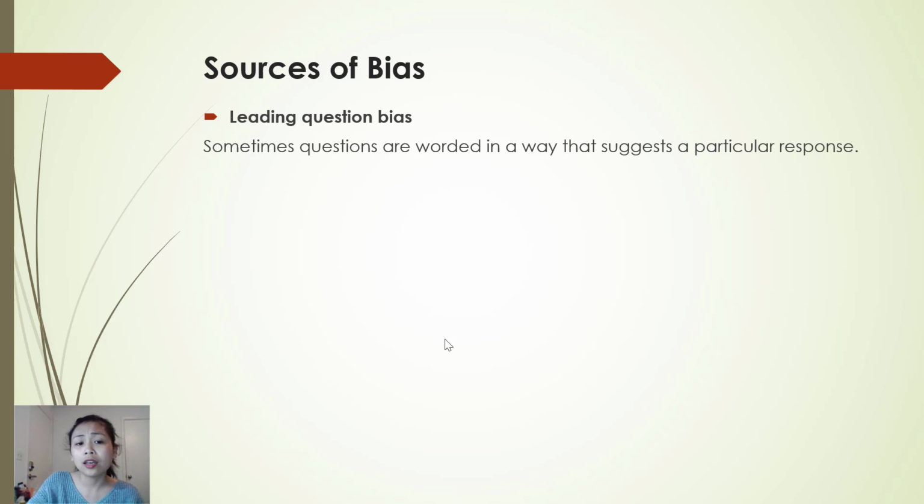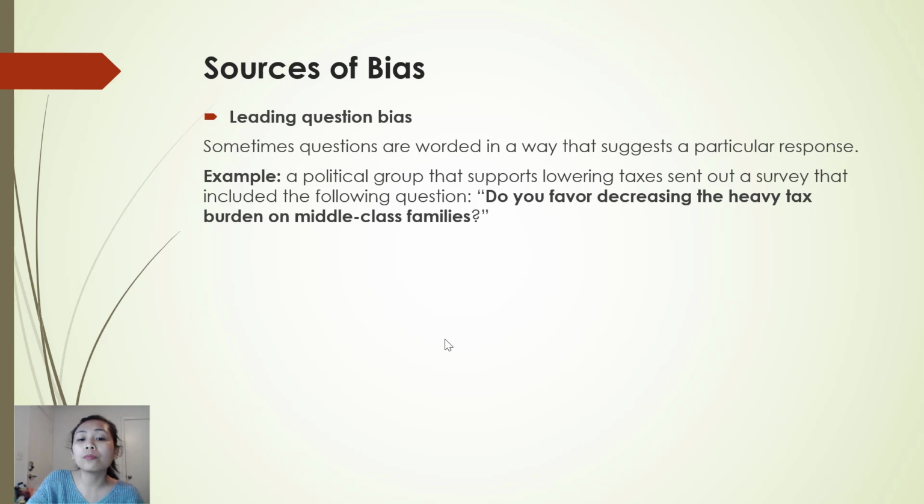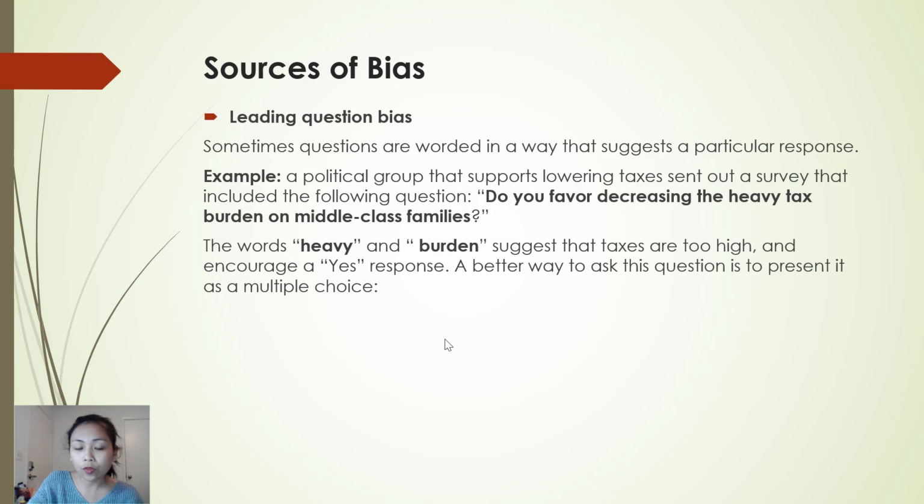Leading question bias. Sometimes questions are worded in a way that suggests a particular response. For example, a particular group that supports lower taxes sent out a survey that included the following question: do you favor decreasing the heavy tax burden on middle-class families? The words heavy and burden suggest that taxes are too high and encourage a yes response. So this is not a good way to ask because people tend to answer yes.